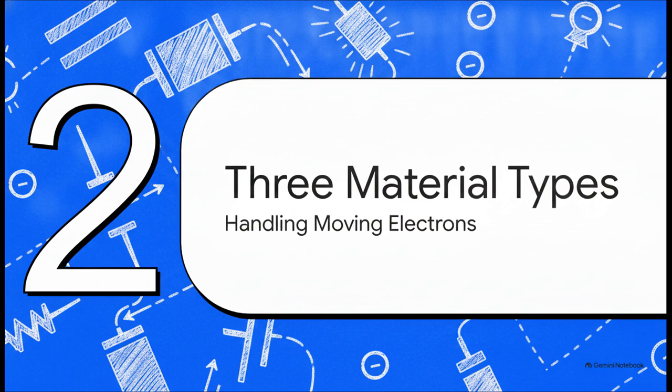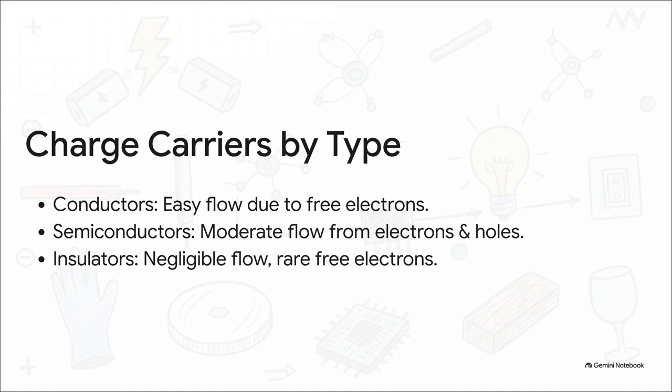Moving on to Section 2, let's officially meet the three material types. These are basically the main characters of our electronics story, and we're going to see how they handle those moving electrons. Notice how each of these materials behaves so differently. Conductors, they permit a super easy flow simply because they're packed full of free electrons. Insulators, on the other hand, almost zero flow.